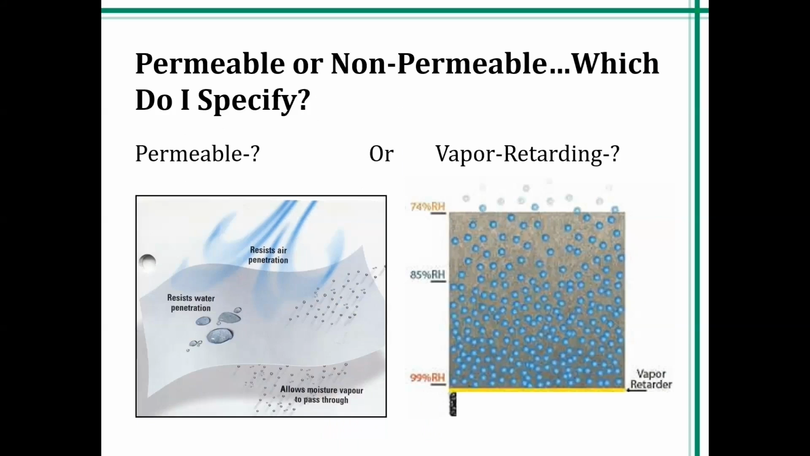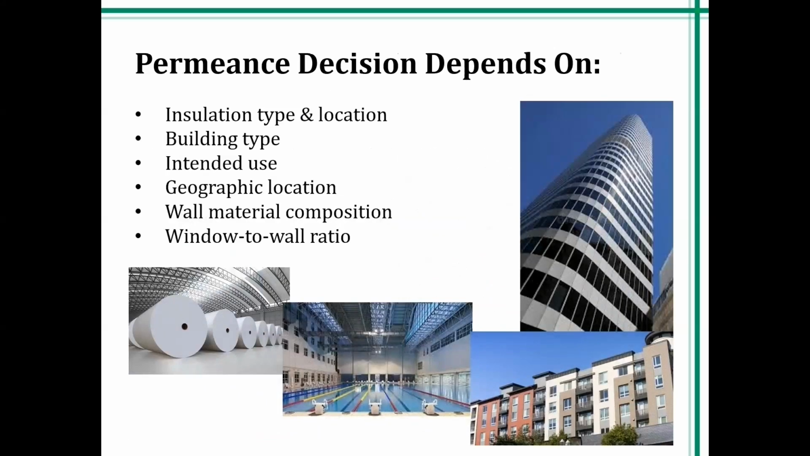So permeable or non-permeable, which do I specify? I like this graphic on the left because it really lists what a permeable air barrier is. I'd like to often use the analogy that a vapor permeable air barrier is much like a Gore-Tex jacket. It stops air and water, but if we're outside raking the leaves and we start moving around, perspiring, that water vapor on our skin is now allowed a means of egress, thus keeping us dry and comfortable. I couldn't find a good graphic for a vapor retarding air barrier, but that's going to be more akin to something like a raincoat, which is going to stop, obviously, air, water, and water vapor getting through that type of material. So the permeance decision depends on a number of things.